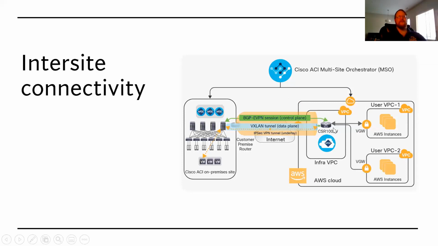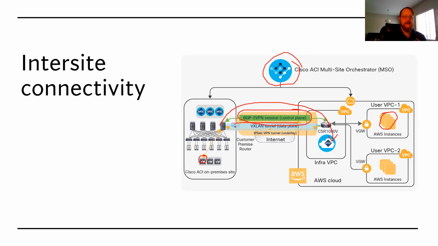Now, beautiful. This is one of the last things that I wanted to show you here: how are they communicating? How does a web server over here talk to an application server over here? It's actually pretty simple. Again, you're going to build the EVPN session. This is what allows policy to move from these APICs through the CSR 1000V to this APIC, and likewise with a multi-site orchestrator. The VXLAN is the actual data being transported.